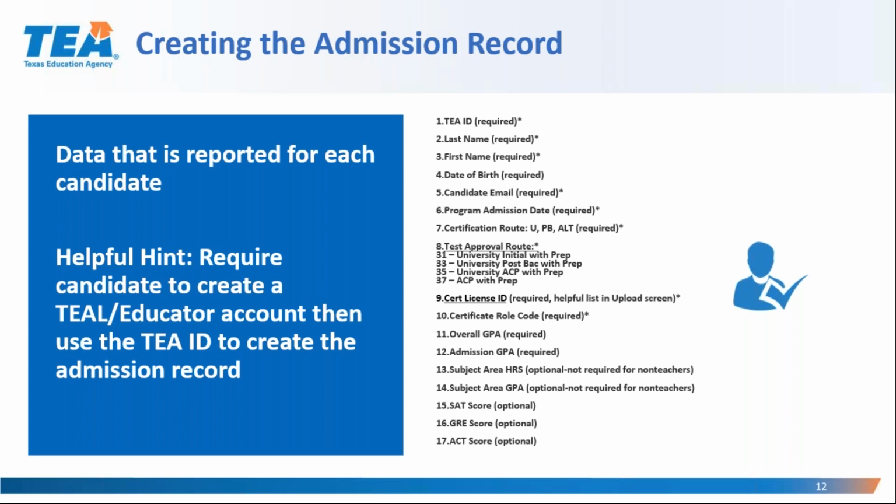At the time you create the admission record, you will also report some required admission data for that candidate, which will include the overall GPA, the admission GPA, the number of subject-specific content hours on the candidate's transcript, and the GPA of those hours if the candidate is pursuing a teaching certificate. And finally, you would provide the SAT, ACT, or GRE scores for the candidate if those scores are required for admission into your university.